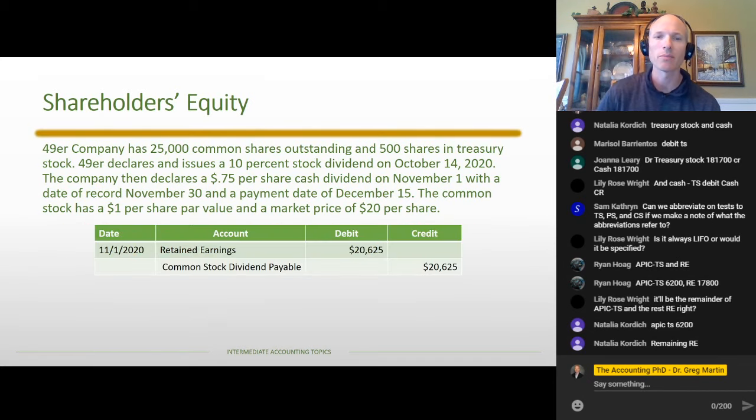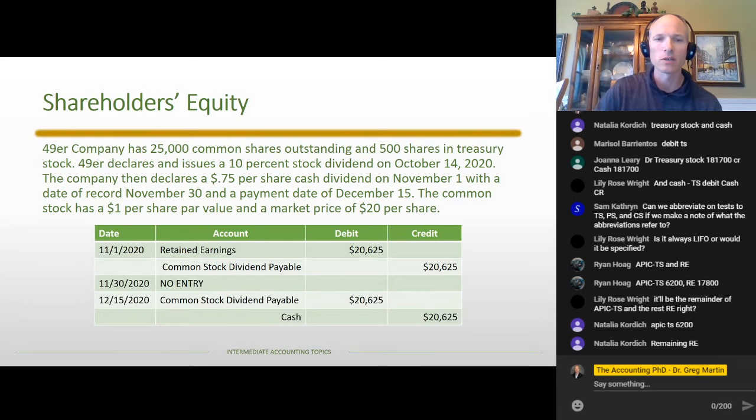And so the first journal entry on the date that it is declared is the entry amount, again, $20,625. That's a debit to retained earnings. But because the payment has not yet taken place, we have the common stock dividend payable account, the $20,625. So that's how much we're now obligated to pay. We just haven't paid it yet. And so the next date is the date of record on November 30th, and there's no entry on that date. If you recall, that's the date that you figure out where you're sending the dividend, but there's really nothing of economic consequence on that date. You're just figuring out where you're sending the check.